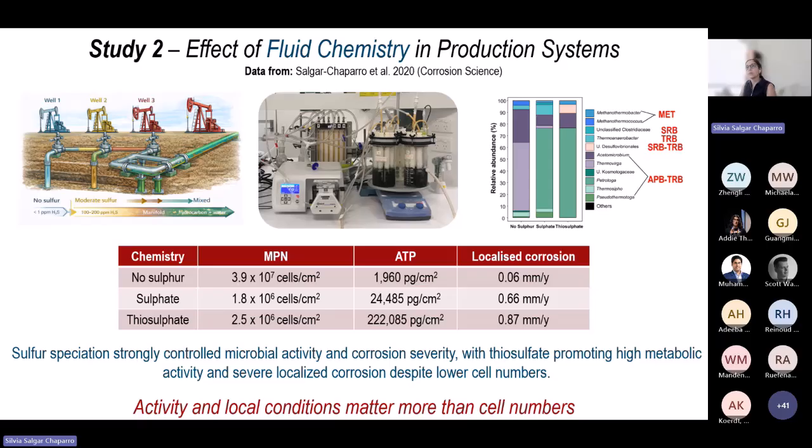And this is a clear example of what happens in fields: not every time is there a direct correlation of the cell concentration and the corrosion rate. And this is where MIC likelihood becomes very challenging for oil and gas operators.